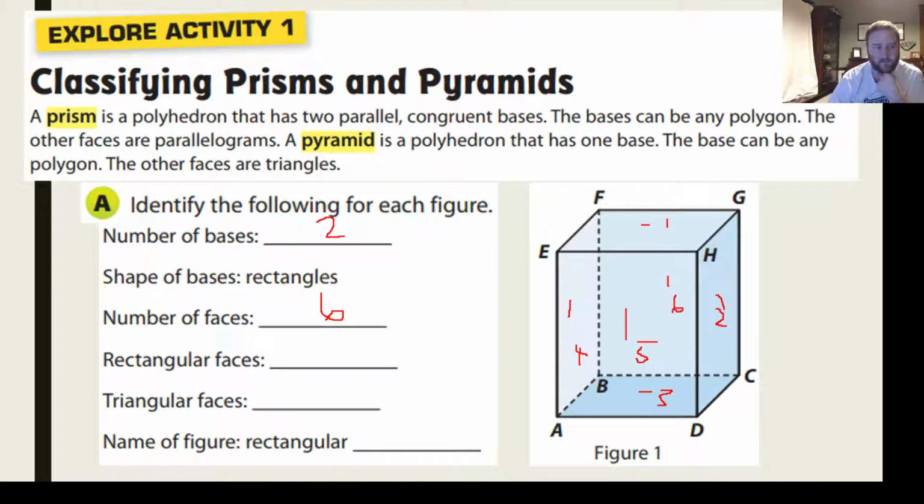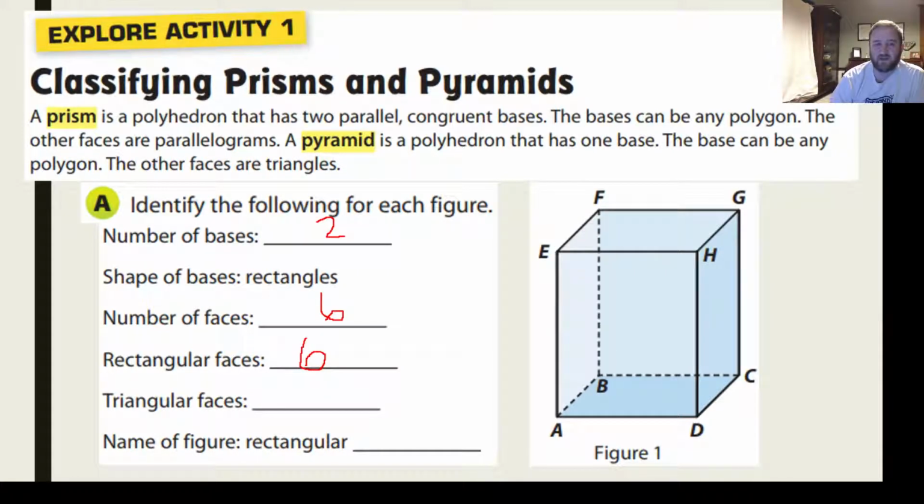Now the number of rectangular faces, let me go ahead and erase these markings here. Think about the faces that we just counted. How many of them are considered rectangles? Well, all of them are considered rectangles, right? All of these are rectangles, right? So there are 6 rectangular faces.